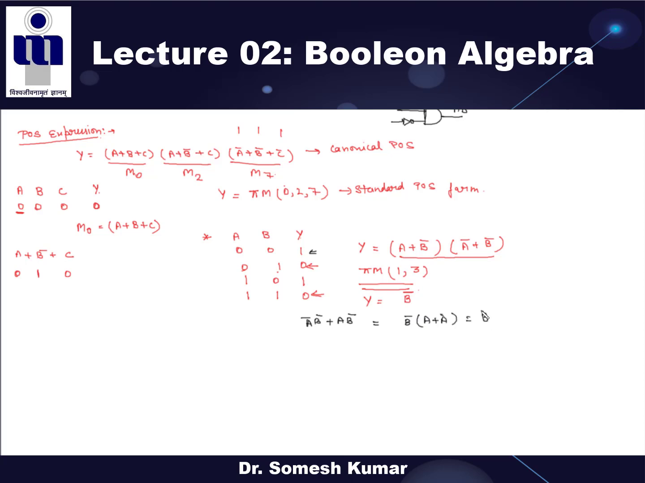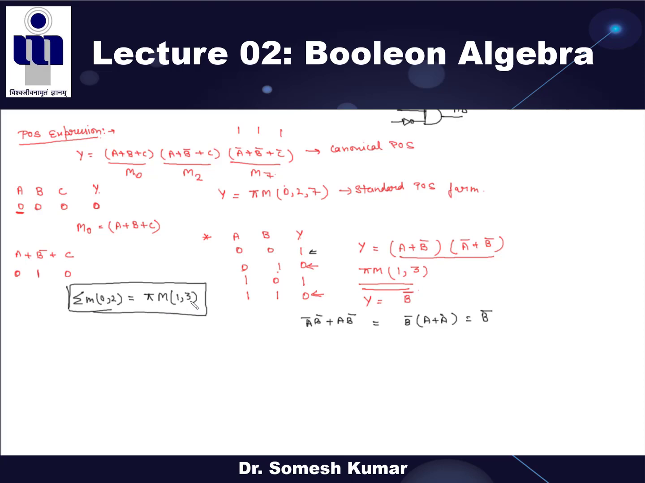So I can ask, what is the relationship between this standard SOP form and the standard POS form? What is the relationship between this sigma m and product M? Both are equal. So you have to write this answer for my question. This is the relationship. So this is the discussion about the SOP and POS forms.